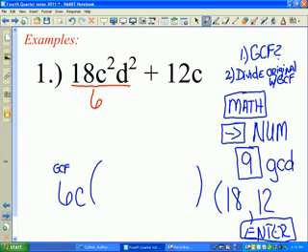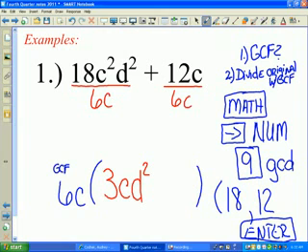So I'm literally going to put a division sign and 6c underneath both terms. So this is going to force me to do this division. So then here I go. I have 18 divided by 6, which gives me 3. I have c squared divided by c, which gives me c. Because remember, when we're dividing, we're subtracting the exponents. And since d squared is being divided by 1, really, I'm just going to bring down my d squared.